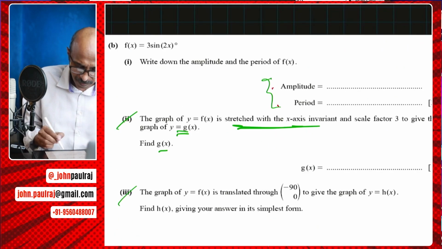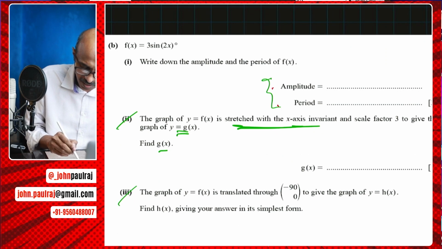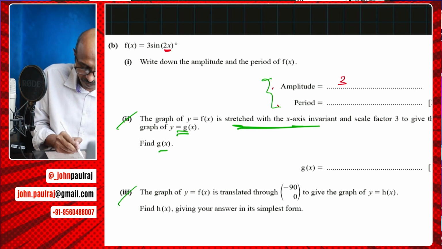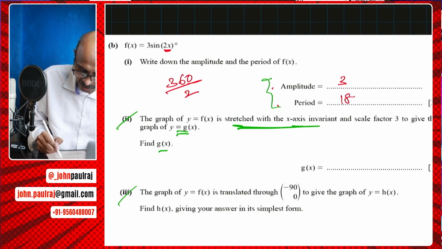Let's take a look at this amplitude. The amplitude clearly is 3, and the period is from the term inside. Whatever that is, 2x, 3x, you just divide 360 by whatever that number is, 2. In this case, the period should be 180.